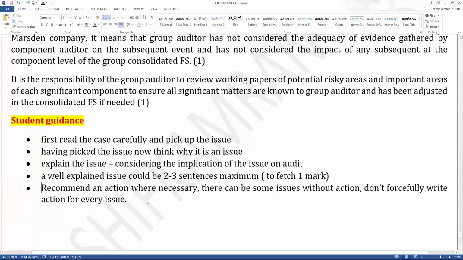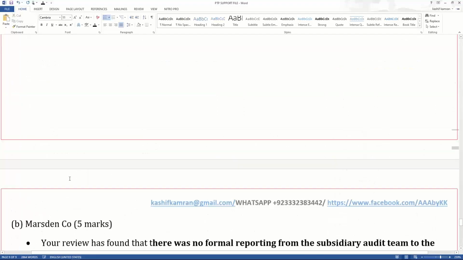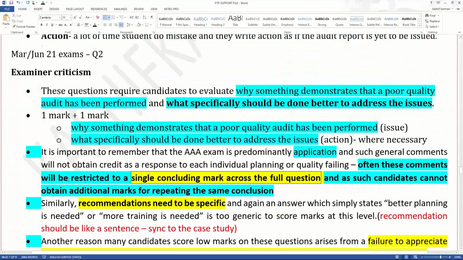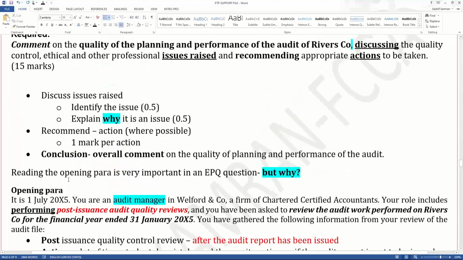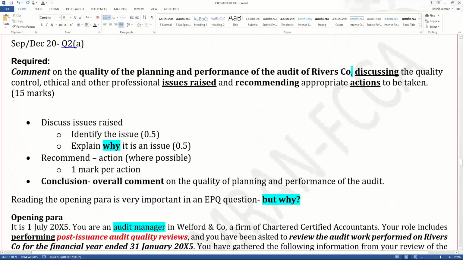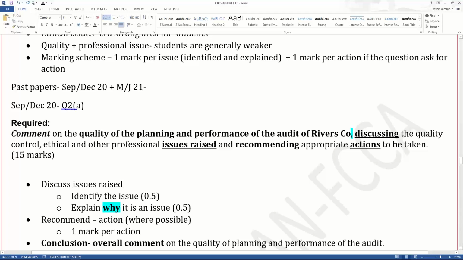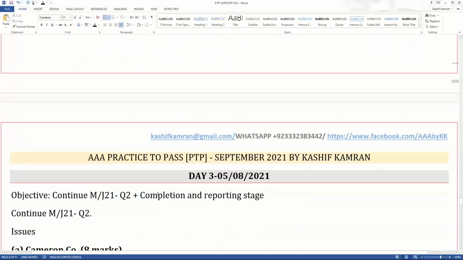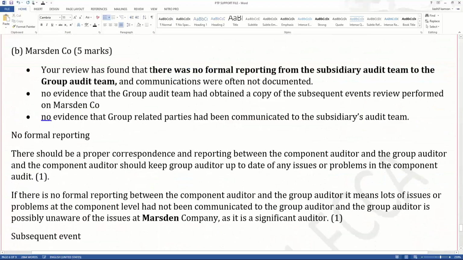Now, listen to me carefully. When we were reading the examiner criticism yesterday, the examiner was saying you should give a conclusion at the end of the day, right? Now, look at this question. We started yesterday on day 2, and the question was saying comment on the quality, right? So when you are answering a question like this, you first answer it by company.